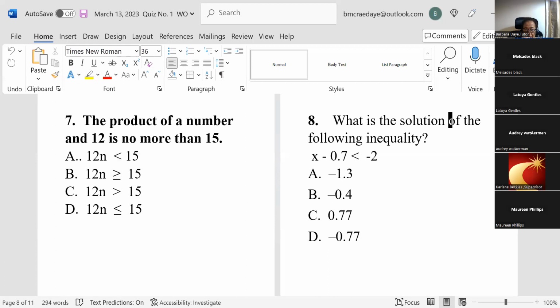Miss Barbara, number 8, what is the solution of the following inequality? I just want to know what the solution is. You said, what is the solution of the following inequality? Okay, thank you.